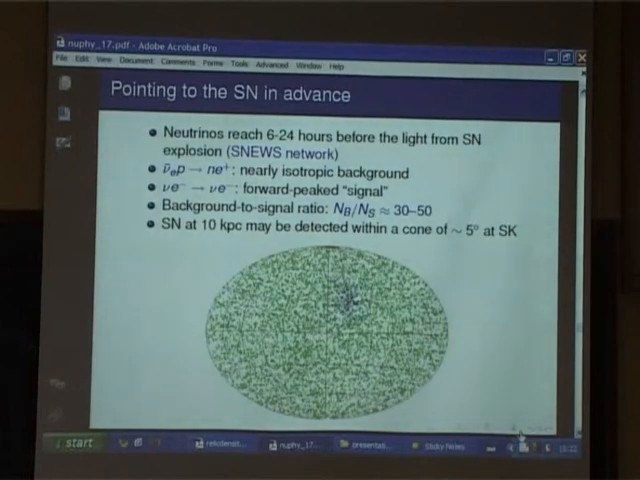If you had no way of distinguishing background from the signal, you can locate the supernova within a cone of about 5 degrees. Just by fitting to a spherical, isotropic distribution plus a forward component, you can say the supernova is within that 5 degree circle. If you had some way of throwing away all these green dots, then you're sure that you'll be able to point things back much better.